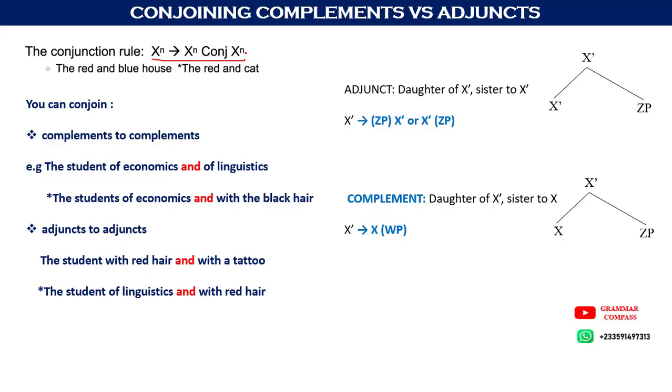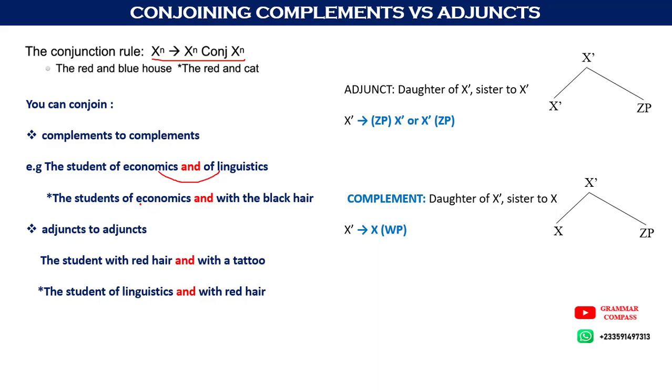This is what we mean. We mean that you can join complements to complements. For example, the student of economics and of linguistics: "of economics" and "of linguistics" are both complements. Therefore, you can join them. You cannot join a complement with an adjunct.